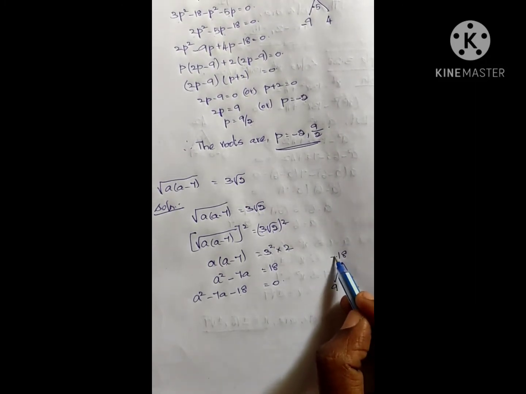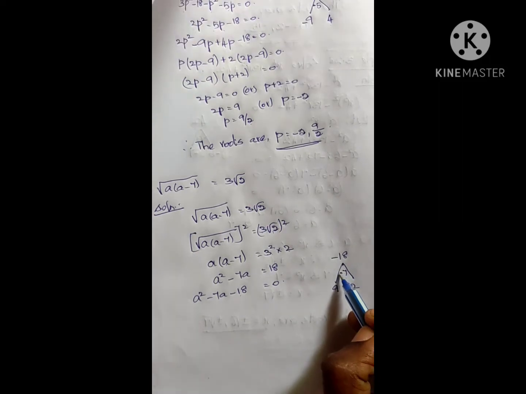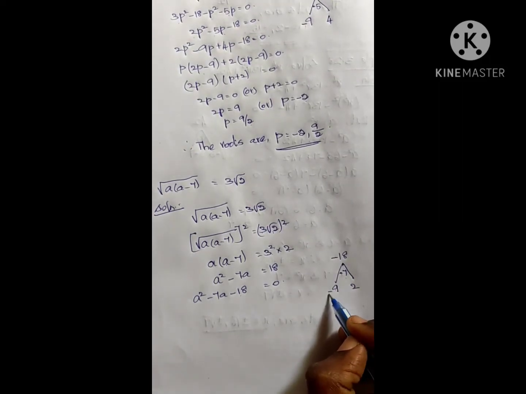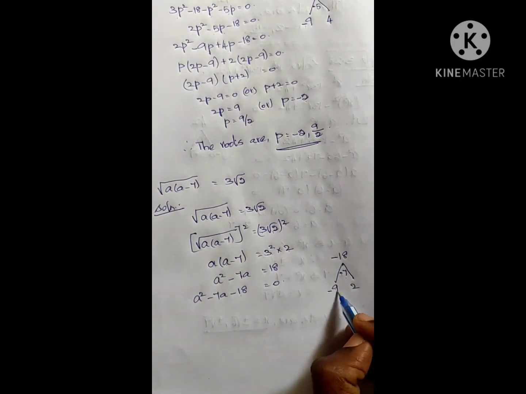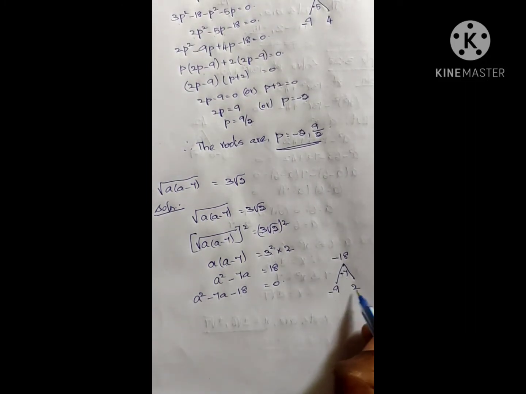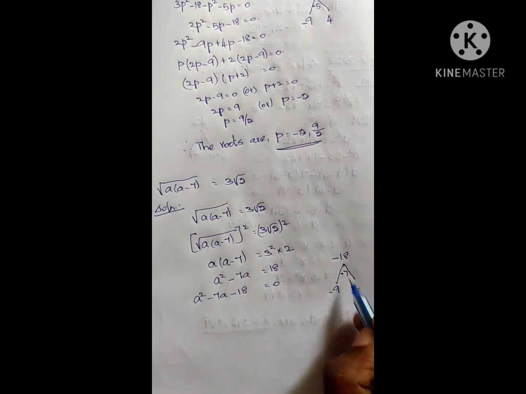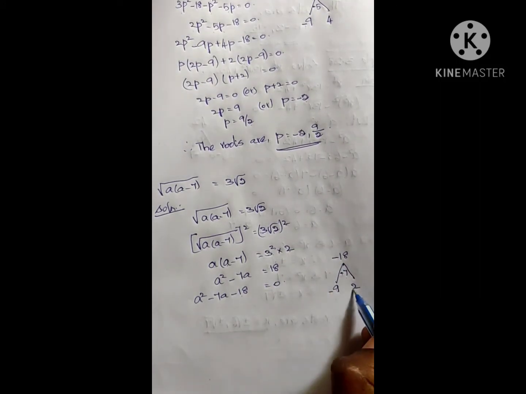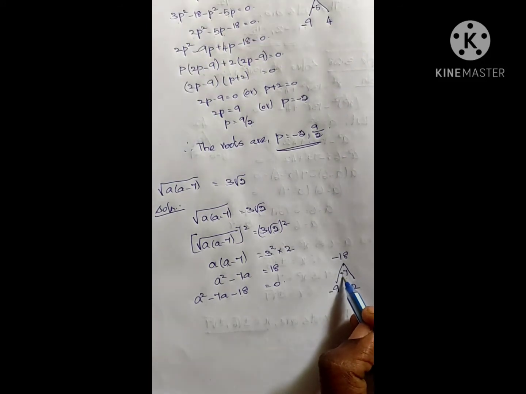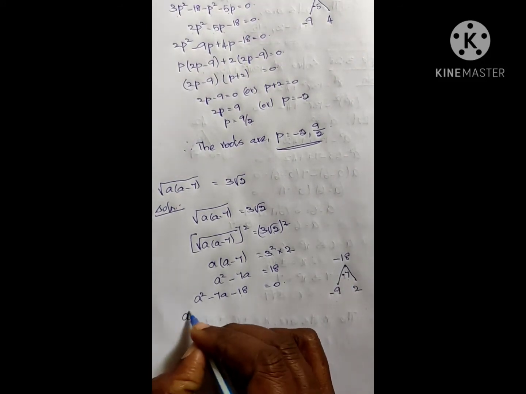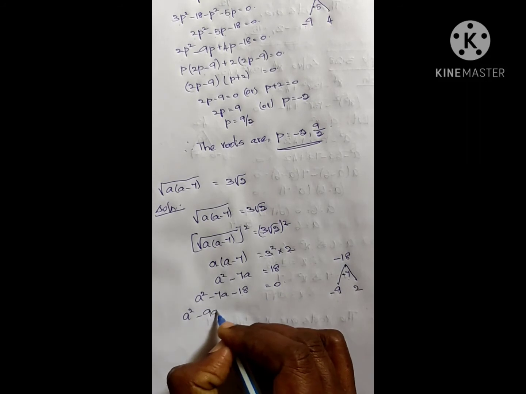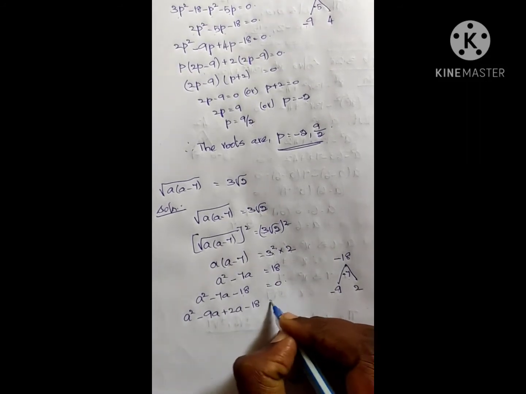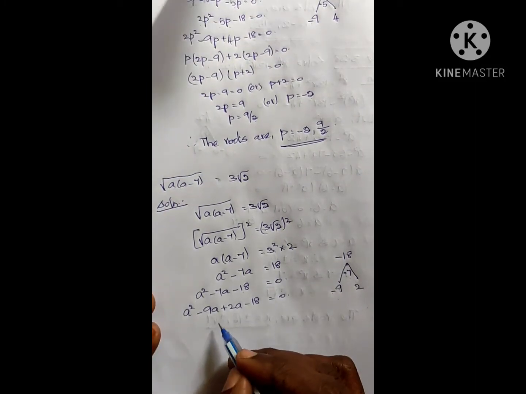But here we have the minus sign and in the sum we get minus 7. So for the greater number we put the minus sign. So minus 9 plus 2. When we take the product, minus 9 into plus 2, minus 18. And when we take the sum, minus 9 plus 2, the answer is minus 7. So this becomes a square minus 9a plus 2a minus 18 equal to 0.